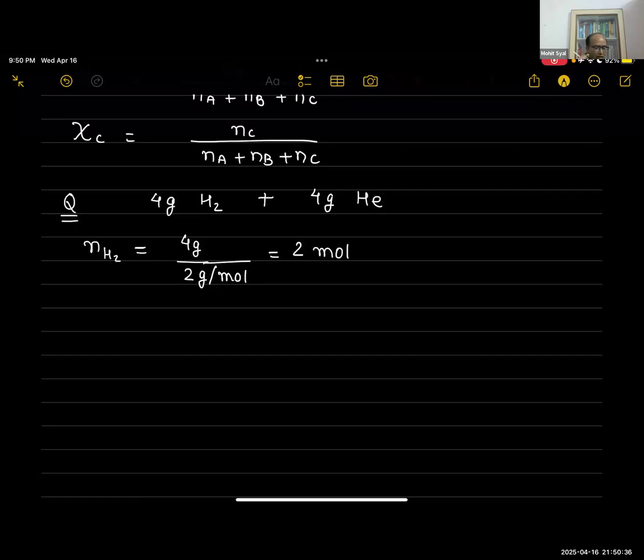And what is the number of moles of helium? Number of moles of helium will be equal to mass of helium divided by the molar mass of helium. Helium, the molar mass is 4 only.